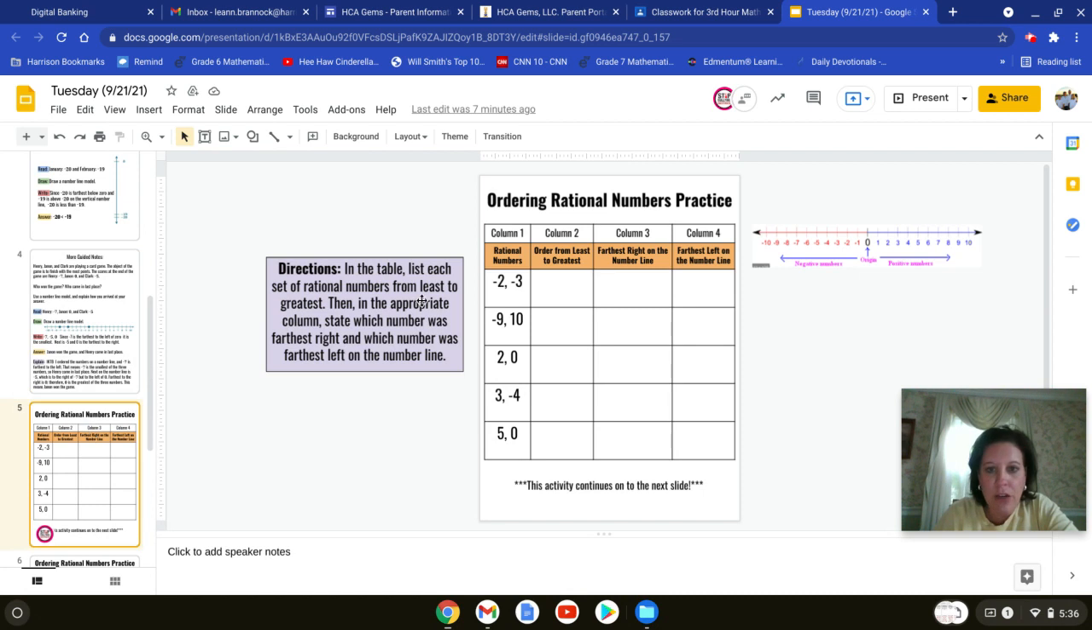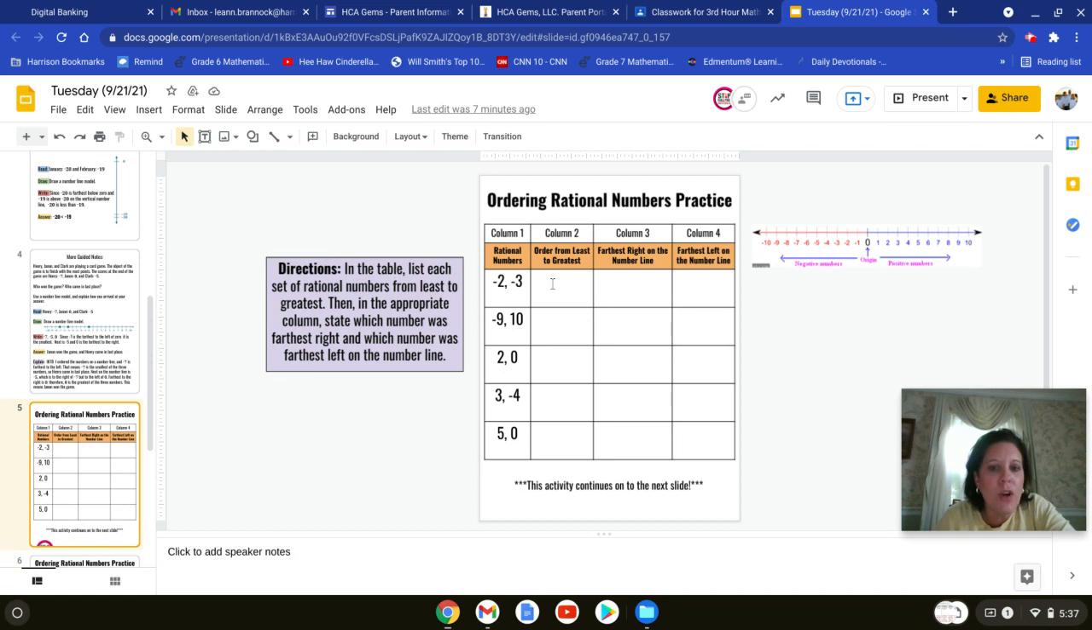So if you come down here to the next one, in the table, list each set of rational numbers from least to greatest. Then in the appropriate column, state which one is the farthest to the right on the number line and which one is the farthest to the left, and that will help you put those in order. So it's good if you can ask which one's the farthest to the left and which one's the farthest to the right, and then that puts them in order from least to greatest.